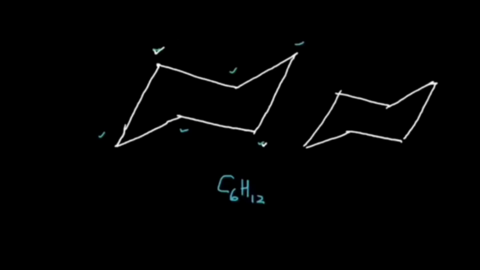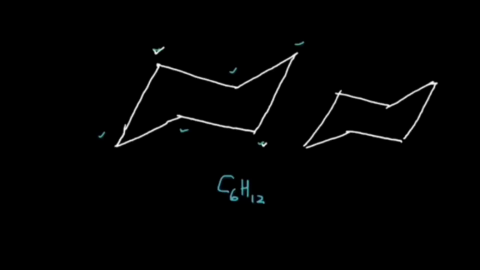This is also a chair form for cyclohexane, but how is it different from the first one? Well, focus on these two carbon atoms. In the first structure, the carbon atom on the right is going upwards, whereas in the second structure it is going downwards. In the second structure, the first carbon atom here is going upwards, but in the first structure it is downwards, right? So these two structures both represent the chair conformer for cyclohexane.